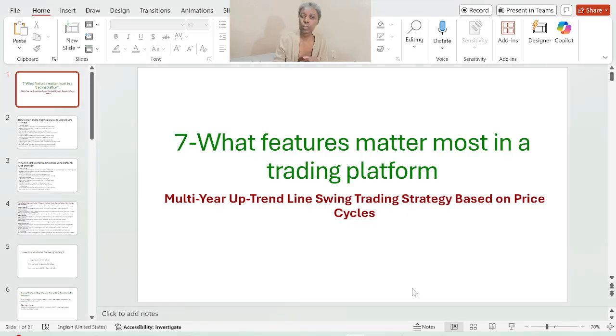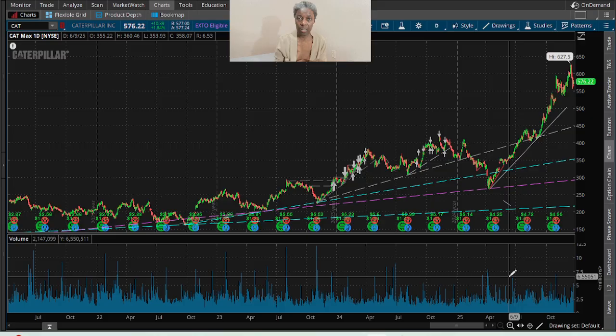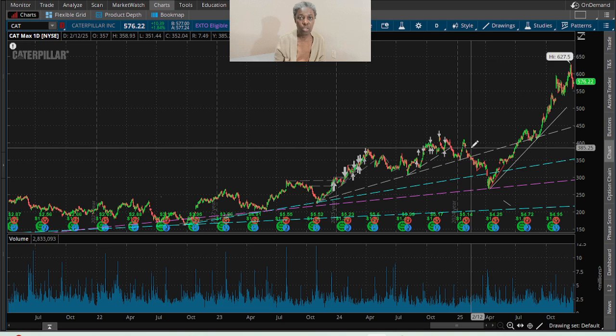Hello, what features matter most in a trading platform? For our swing trading strategy, which is long option and swing trading strategy, the only feature we need is a platform that has a good chart that you can work with. So a candlestick chart is great.